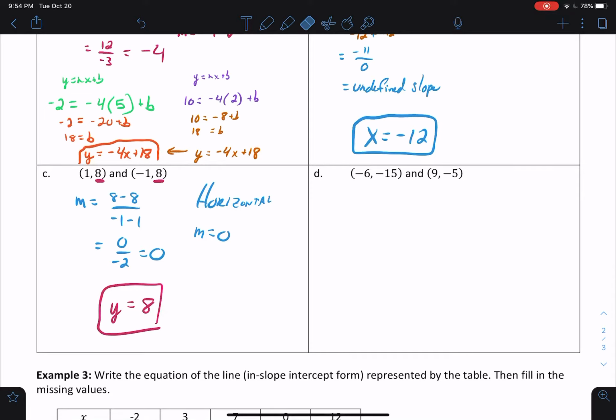Okay? What about in part D? D, last one for here. So we got x1, y1, x2, y2. So my slope, got to calculate that first. Negative 5 minus negative 15 all over 9 minus negative 6. Since I started with the negative 5, I need to start with the 9 on the bottom.